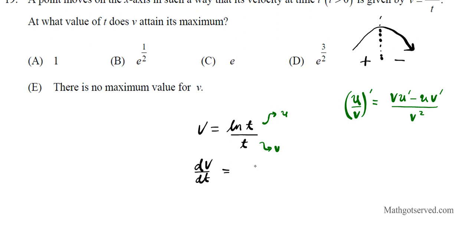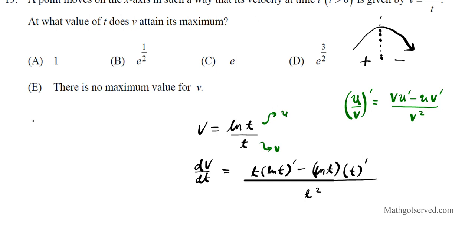So there you have it. That's what I'm going to do here. Let me break it down. I know some of you are really smart and can do this mentally, but I'm going to break it down so that you don't get confused. So I'm going to go t times (ln t) prime, that's low d high, minus ln t, that's u, times v prime, t prime, that's high d low, and then over low squared, t squared. Okay, so that's what I'm doing here.